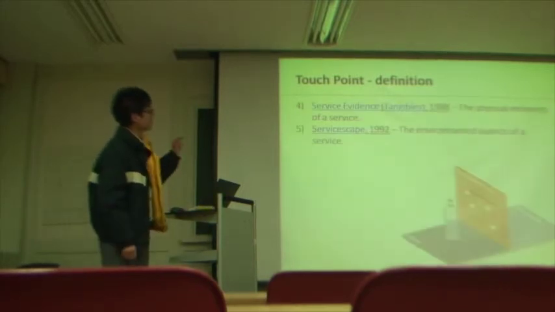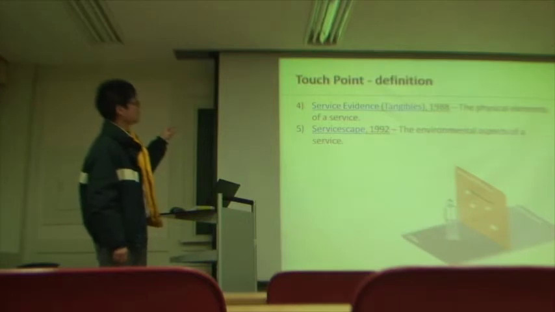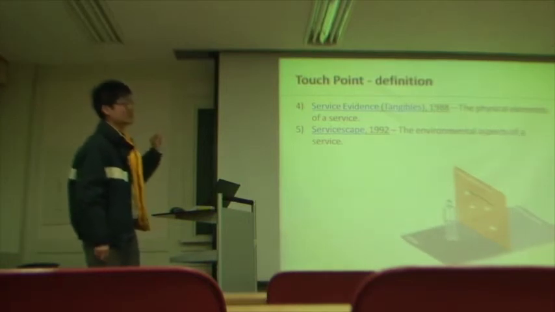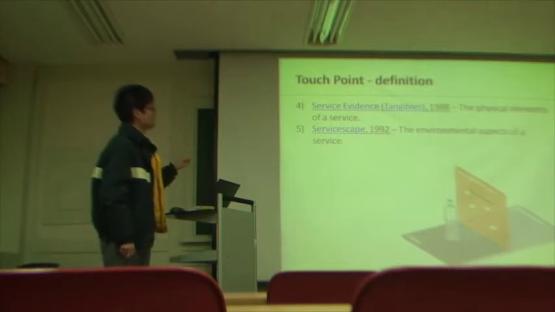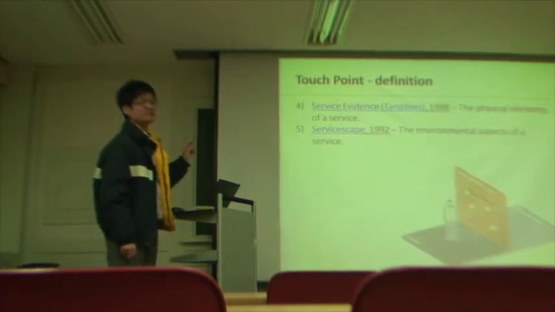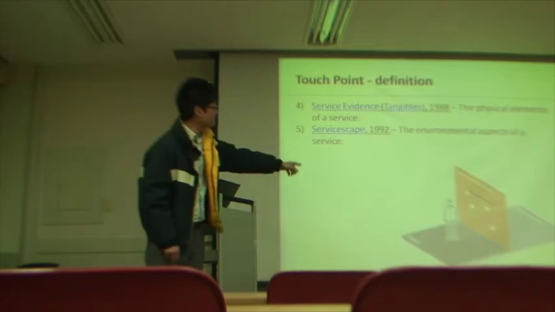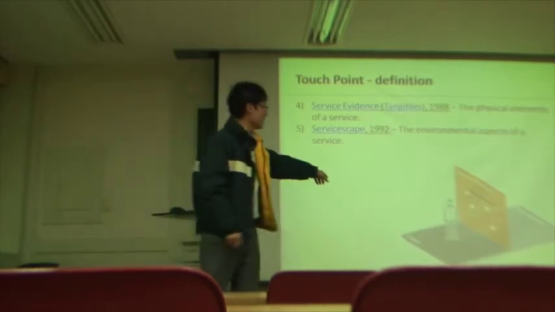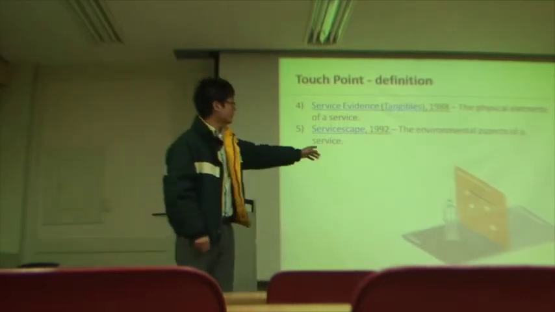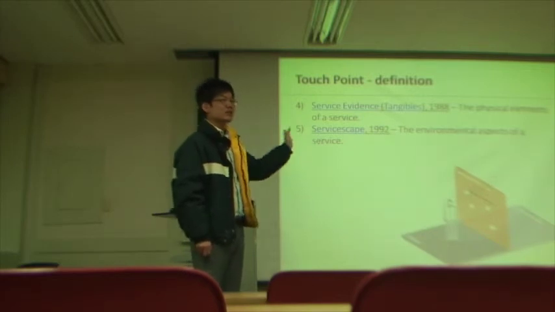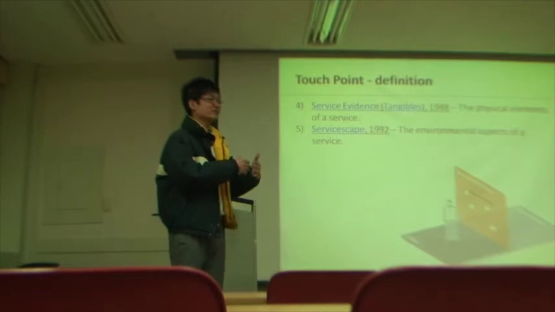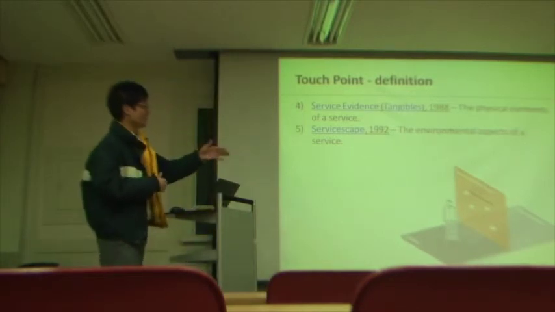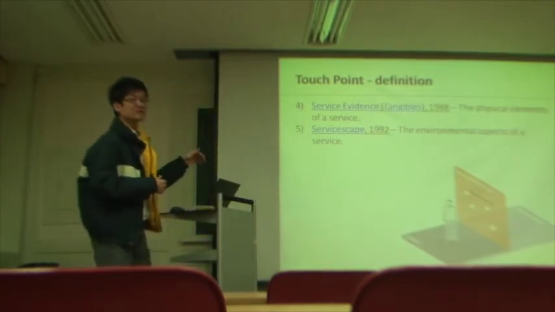And according to the two organizations, touch point means the physical elements of service, and touch point also means environmental aspects of the service. You can see the pictures at the bottom. So you have clients, you have organizations, and you have different touch points. Actually, touch points serve as the interface between the organization and the client.